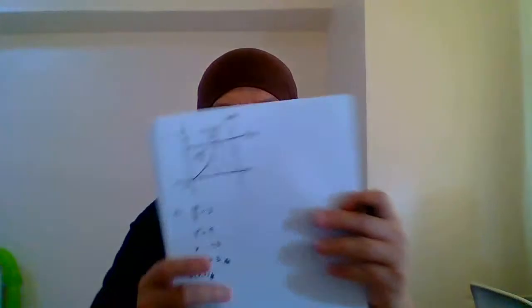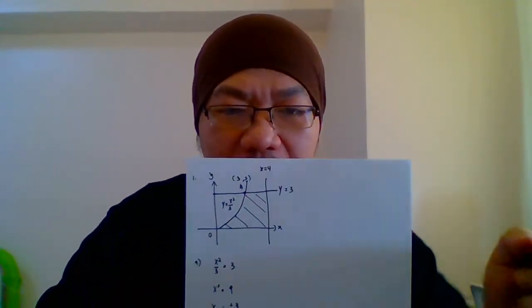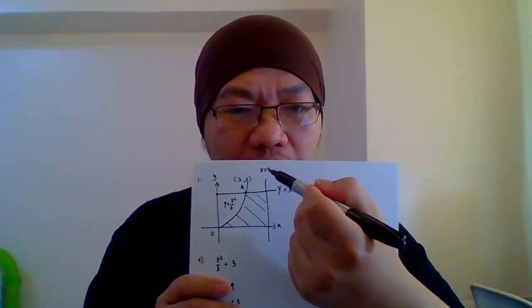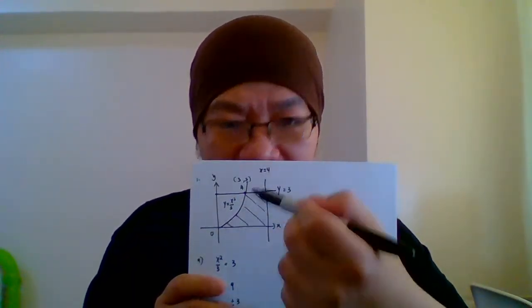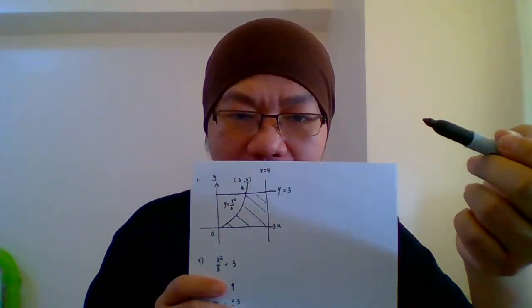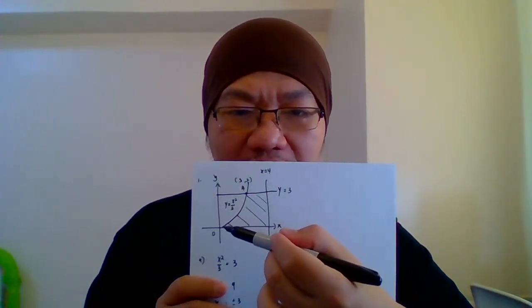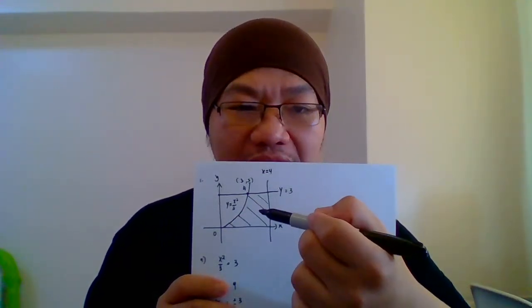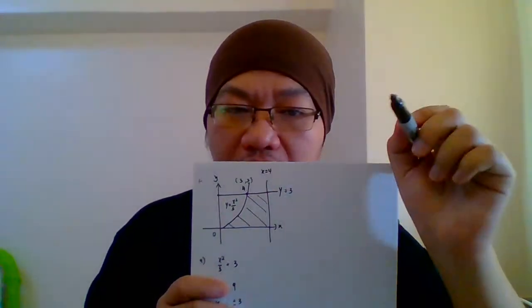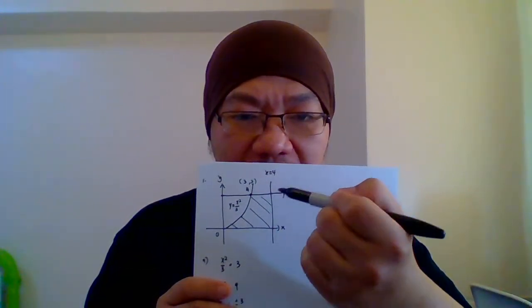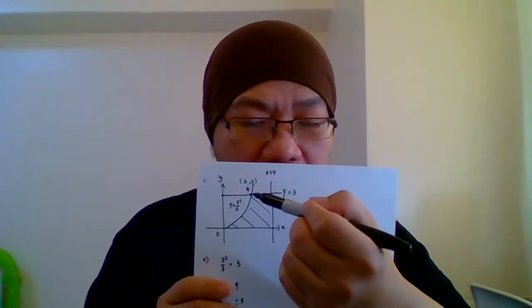Now, question B. Find the area of the shaded region. Look carefully at the curve. The boundary lines are y equals 3 and x equals 4, and the x-axis here. We want to find this shaded region's area. We learn this in the application of area. I told you, if you still remember, this is the curve and this is the line that acts as a boundary of the shaded region.